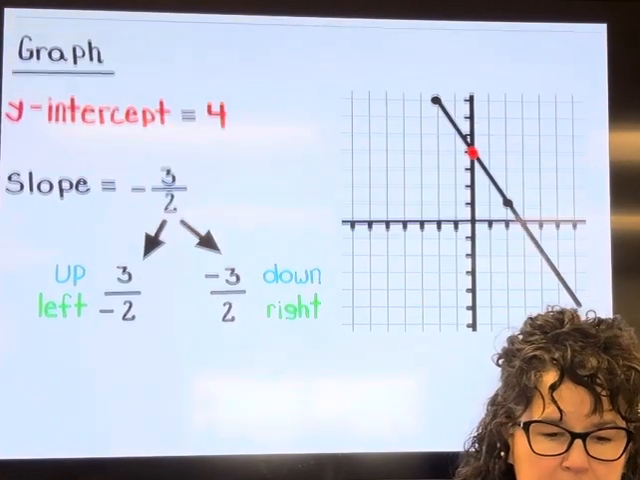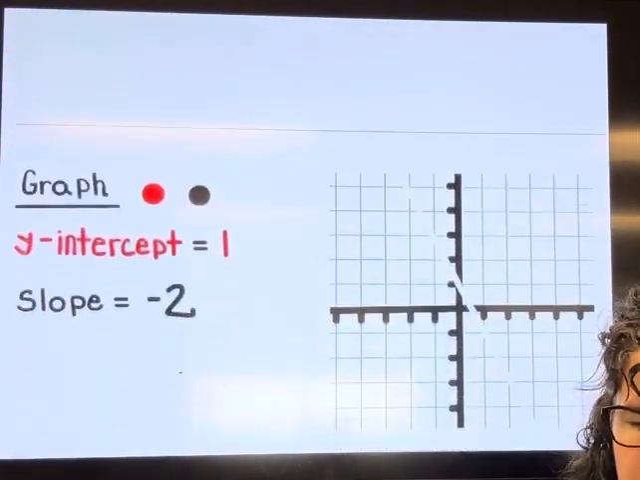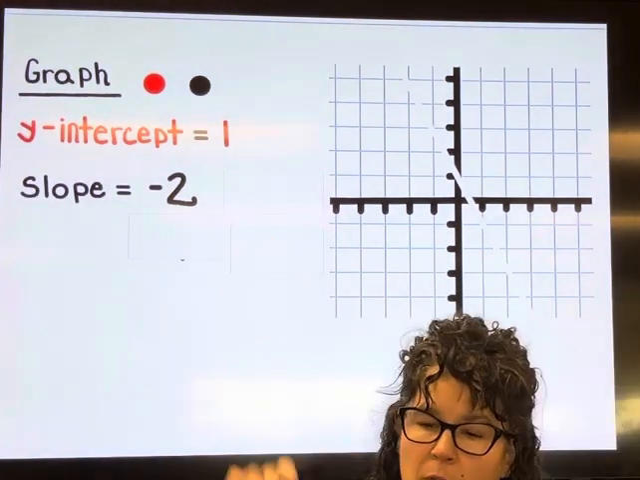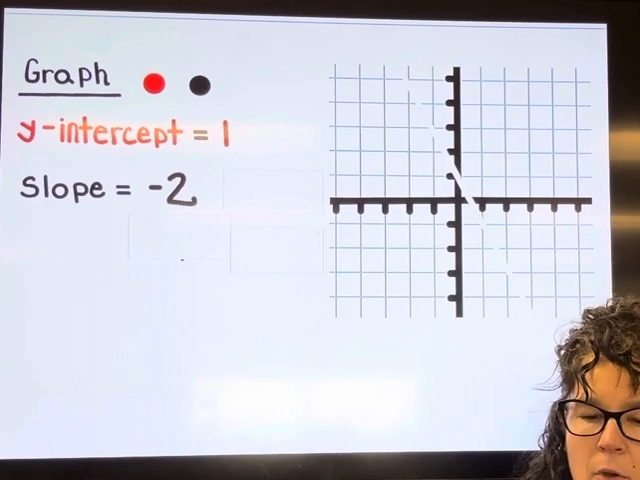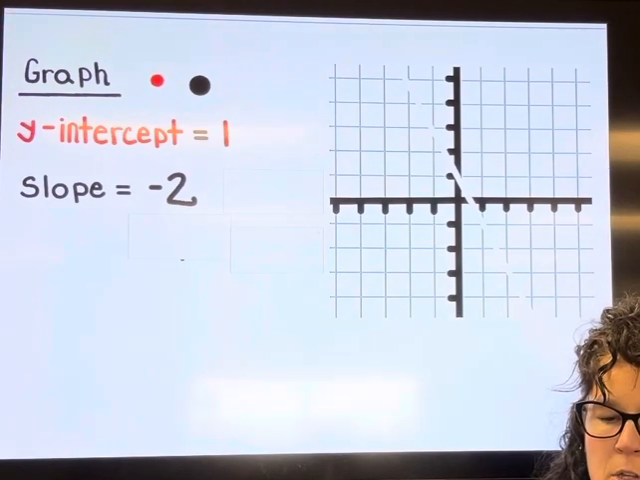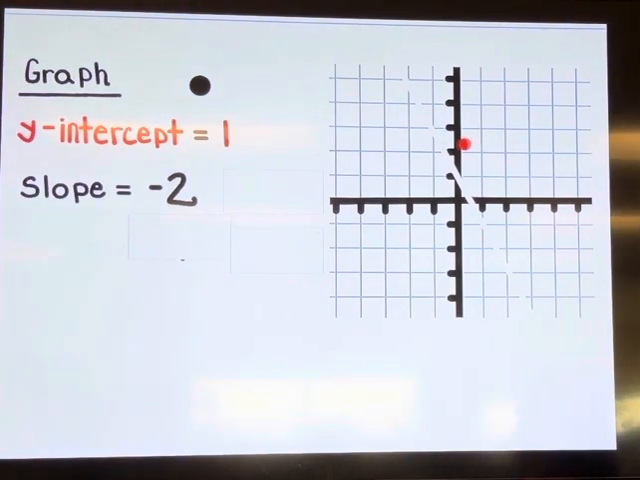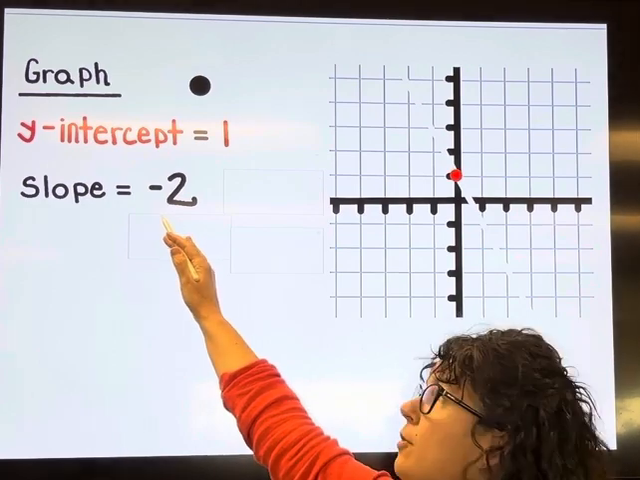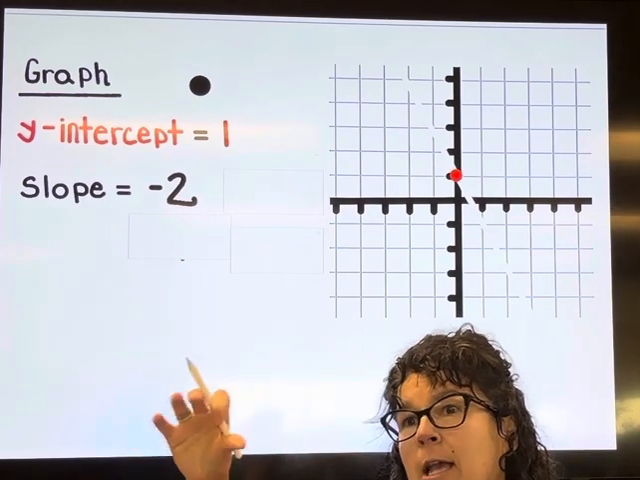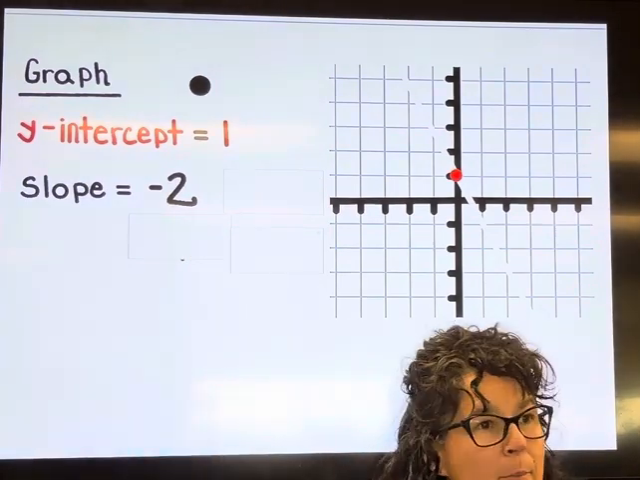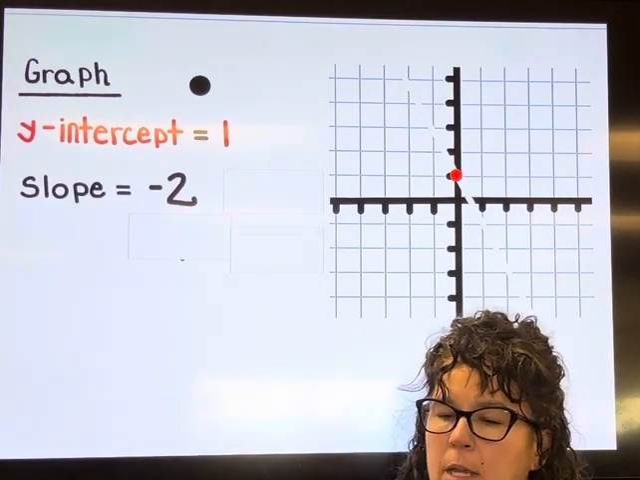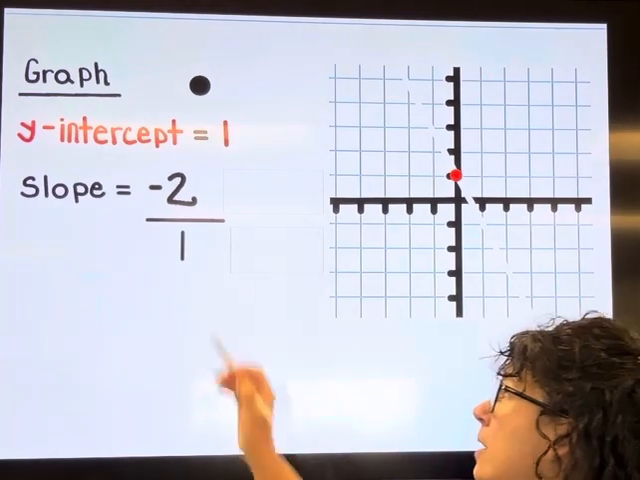Okay, so last example. I'm going to begin at the y-intercept on the y-axis. So at +1 on the y-axis, I'm going to put a point. And then I'm going to use the slope to move. I need a fraction to be able to move, and any number can be put over 1. So the -2, I'm going to put over 1.